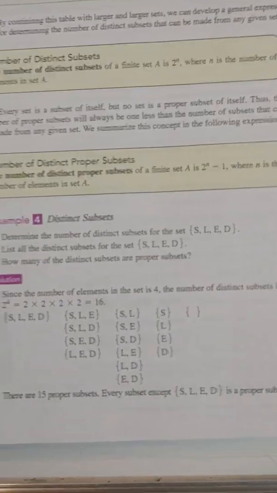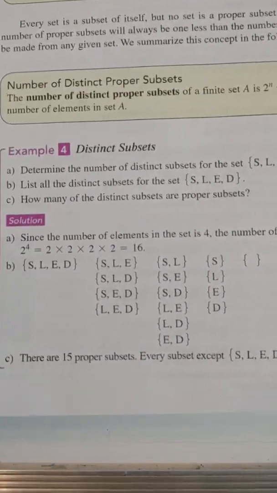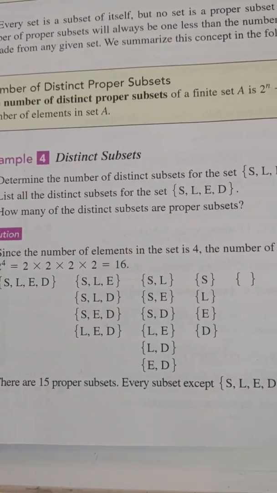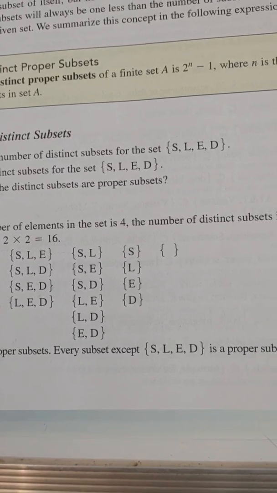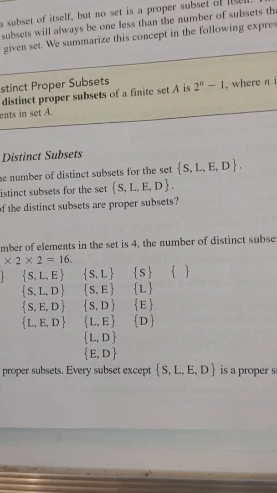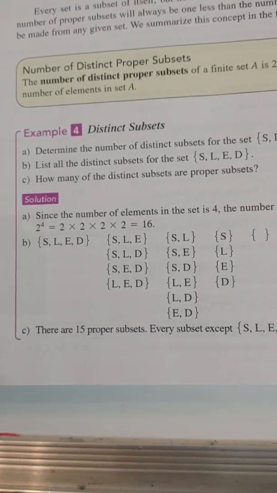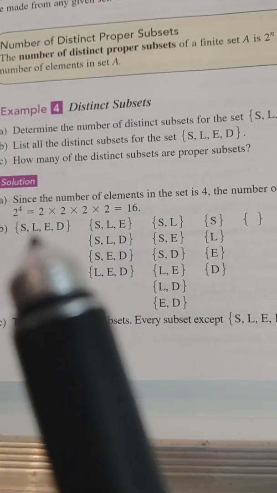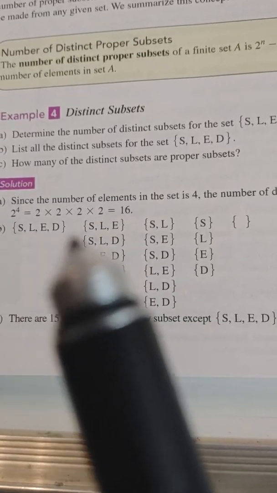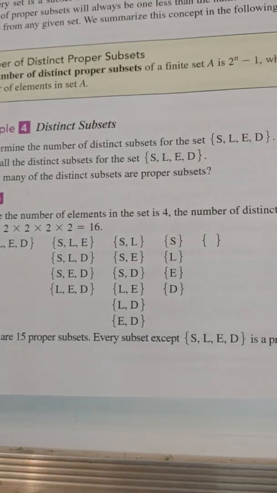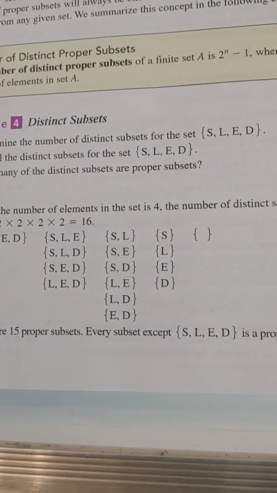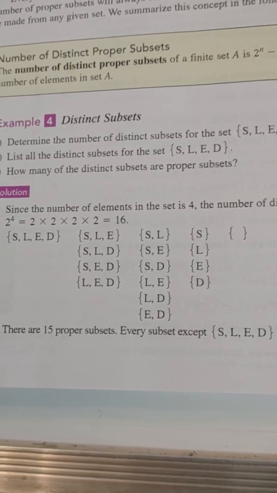If we come over here, we're looking at this example problem for distinct subsets. Letter A says determine the number of distinct subsets for the set SLED. Well, if we follow our pattern, we have 2 to the 4th power, because remember the number of elements goes in place at the end. 2 to the 4th is 16. So for the first one here, letter A, there are 16 distinct subsets.